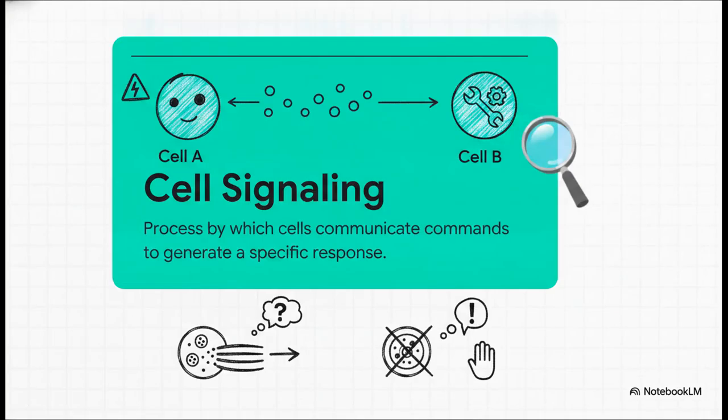And that brings us perfectly to our core concept. Cell signaling is, quite simply, the biological mechanism used to communicate commands and generate a specific response. It's how cell A, which senses a problem, tells cell B, which has the tools to fix it, exactly what to do. Maybe the response is triggering exocytosis to release a molecule, or maybe it's synthesizing a brand new protein. It's all about that cellular action and reaction.